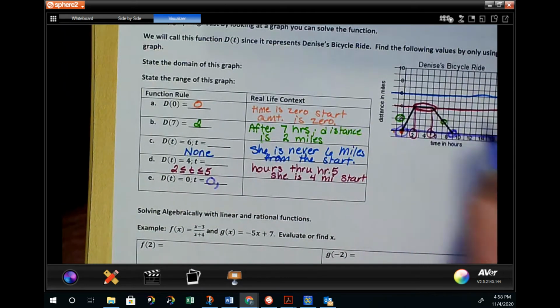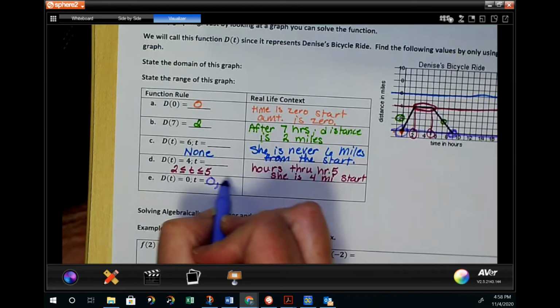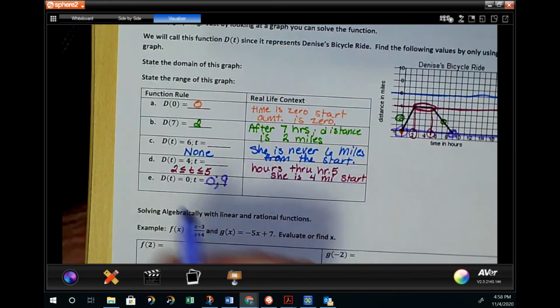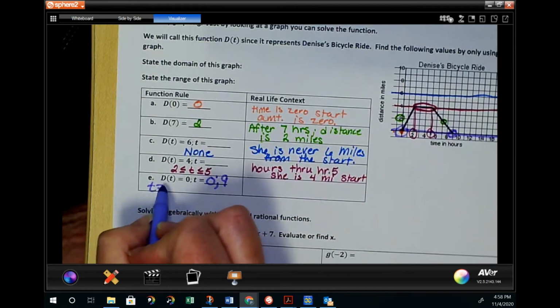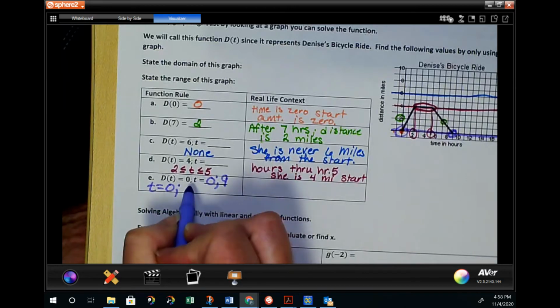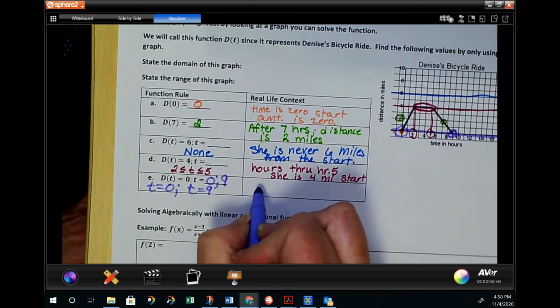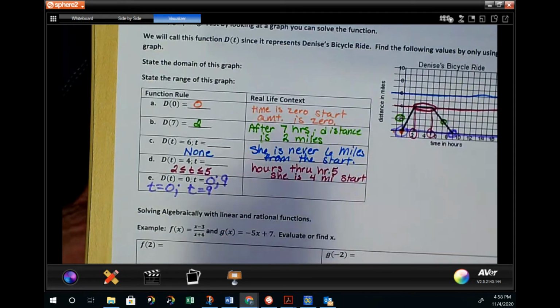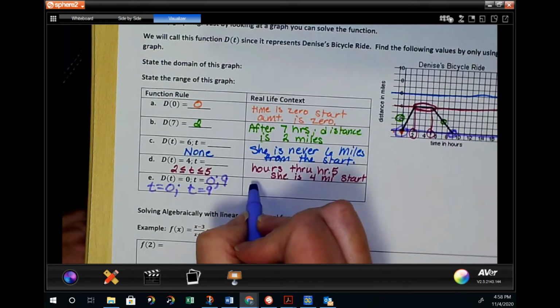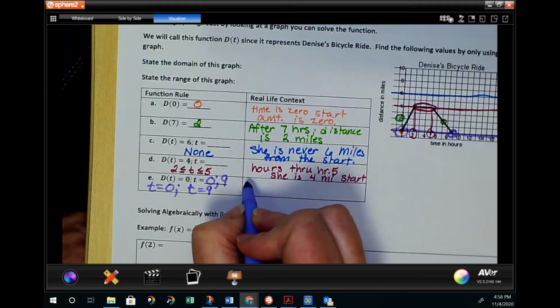So she went back home or whatever her starting point was. So she, at time 0, at 0 hours, and at 9 hours, she is 0 miles from the start.